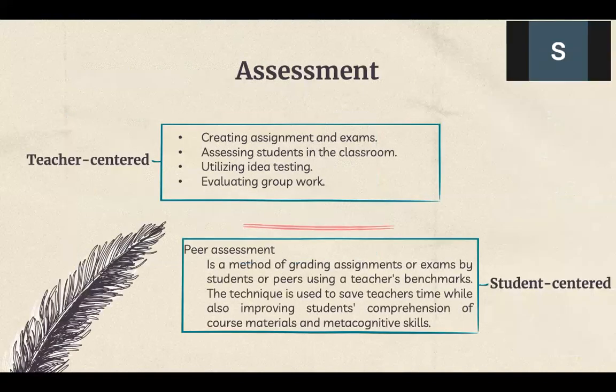How are students assessed in the teacher-centered and the student-centered classroom? In the teacher-centered classroom, students are assessed by creating assignments and exams, assessing students in the classroom, utilizing idea testing and evaluating group work. But in the student-centered classroom, we have peer assessment. And we know what peer assessment is: it's a method of grading assignments or exams by the students or peers using a teacher benchmark.